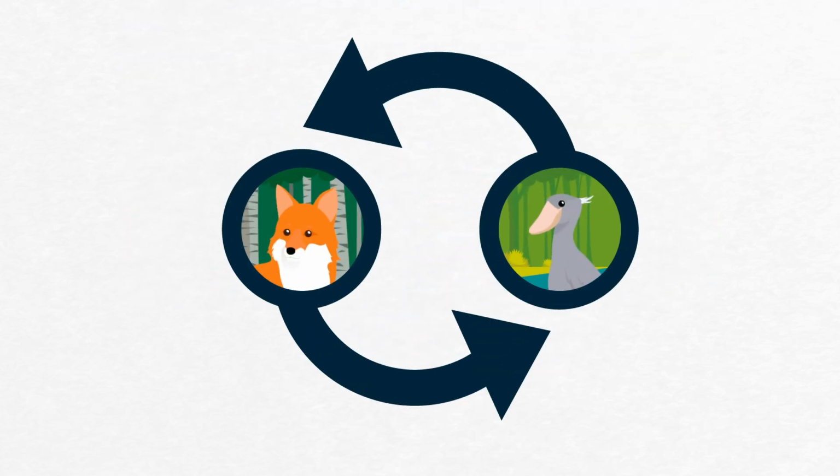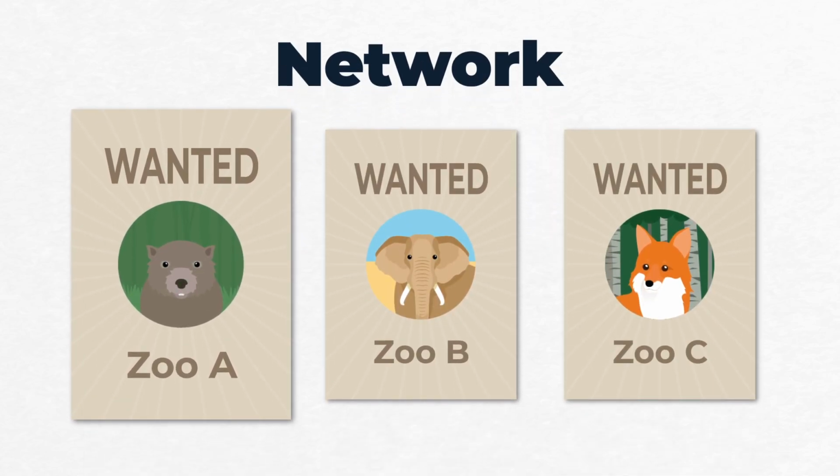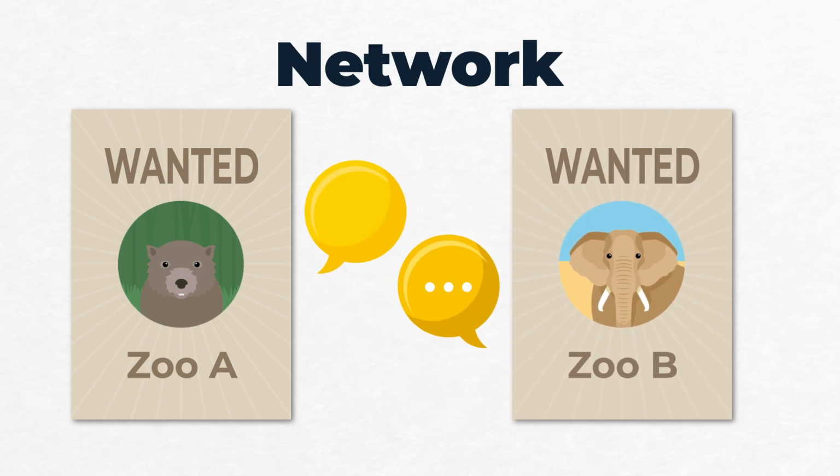So, how do zoos get new animals? Simple, by exchanging. They have a so-called network where they can state what they need. For example, Zoo A wants a male wombat, and if Zoo B has a spare wombat, it can contact the zoo and offer them their wombat in exchange for another animal.